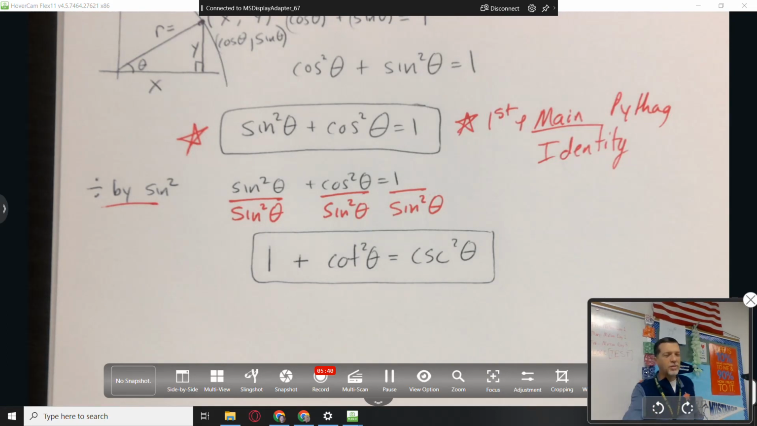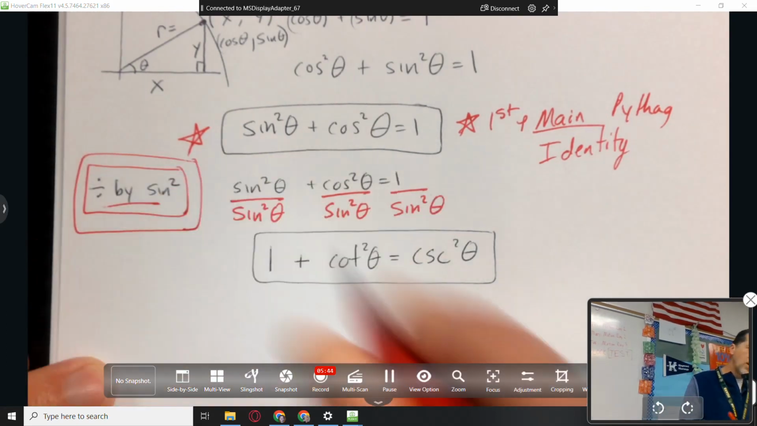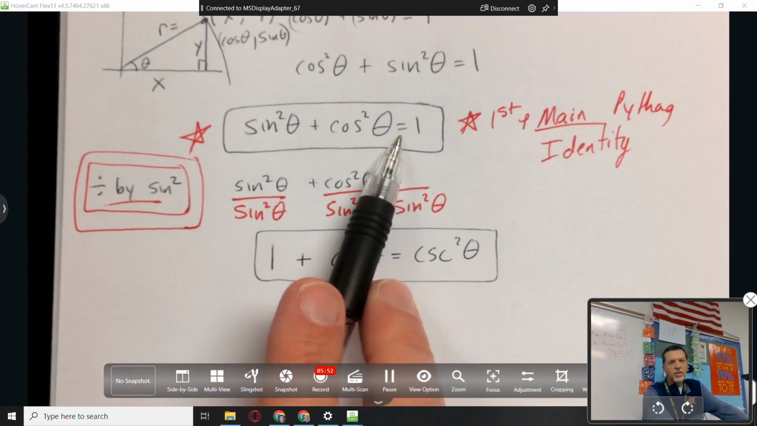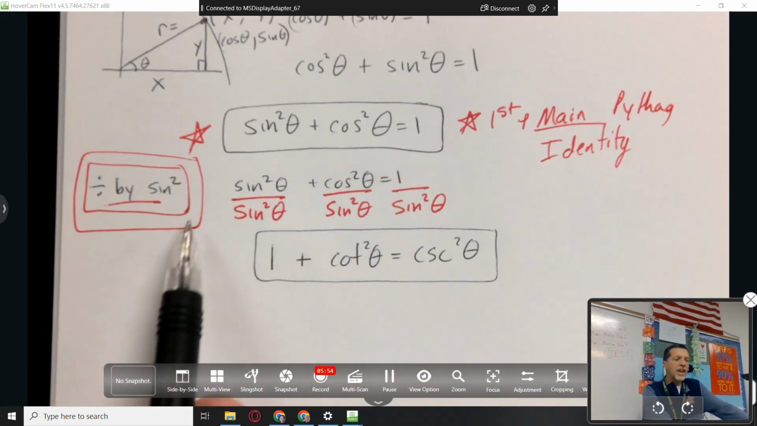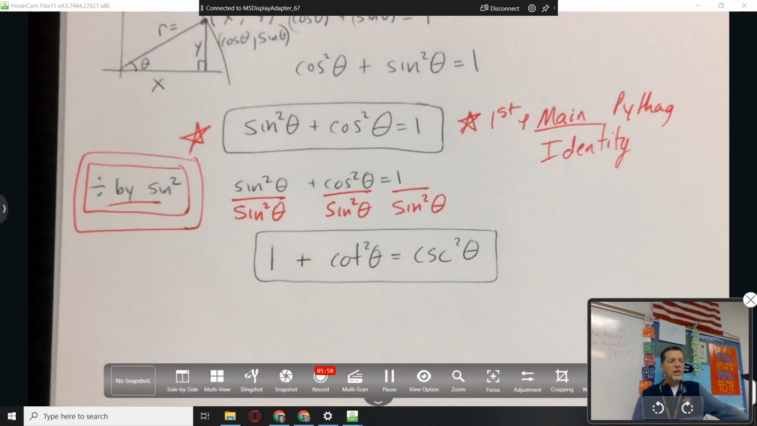So there's our second one. I box it, but I don't even know that I would box it in terms of what to memorize. What you memorize is how to get it. At least that's what I do. I'm not going to memorize all three of these. I definitely know sine squared plus cosine squared is 1. After that, I'll divide by sine squared to get one of the others. Any guesses on what we do to get the third Pythagorean identity? Let's divide by cosine squared.